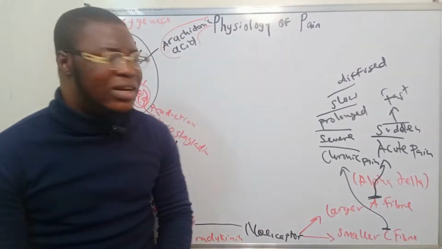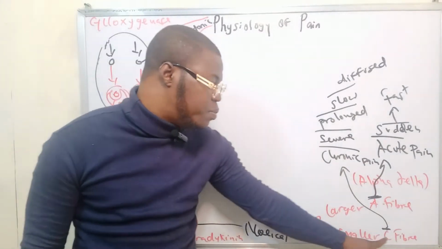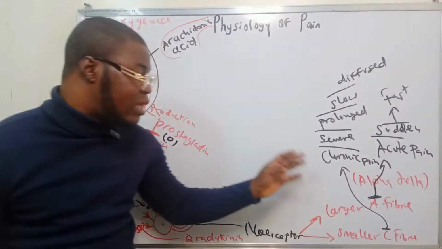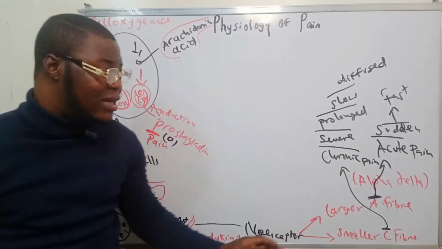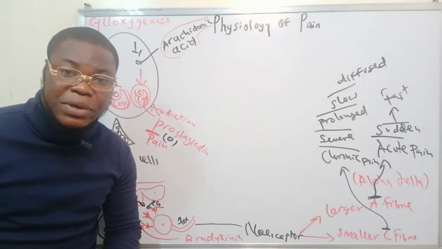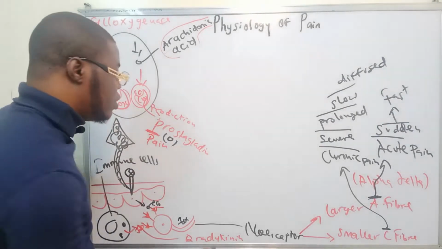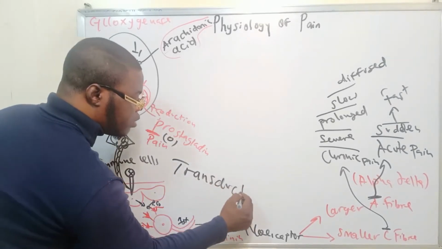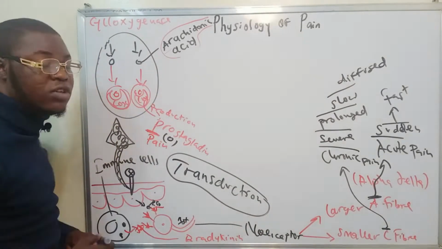So whenever you have a slow and diffuse pain or a prolonged pain, just know that the nerve fiber carrying it is what? The smaller C fiber. And whenever you have a sharp pain, a fast one, very sudden, just know that the one carrying it is what? The letter A fiber. As simple as that. And that is all you have to know about this first stage of the physiology of pain. The name of this first stage is called transduction. Trans what? Transduction. That is the first stage of the physiology of pain.